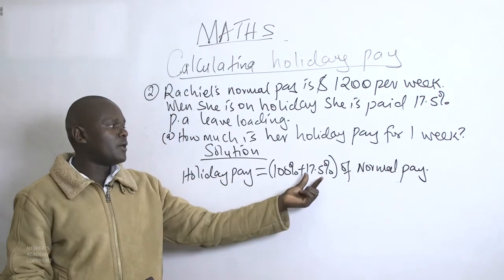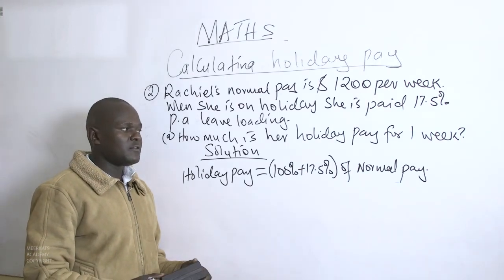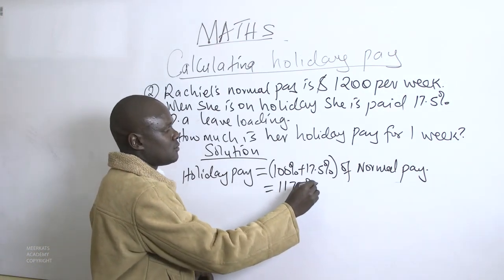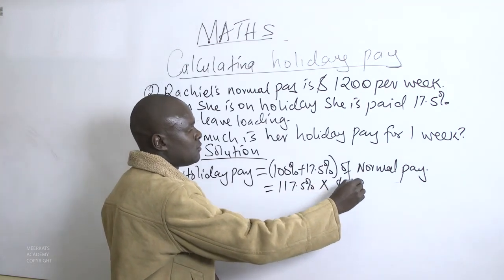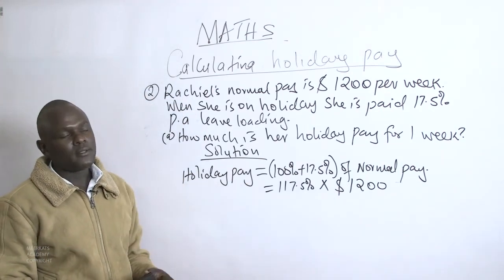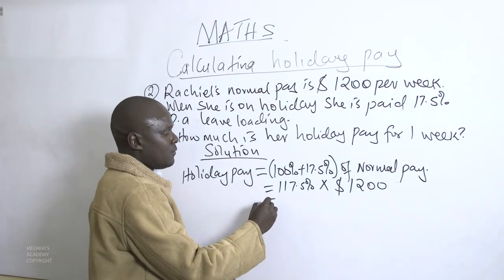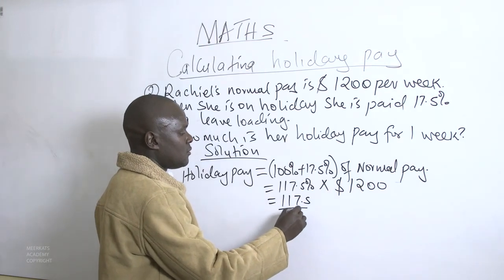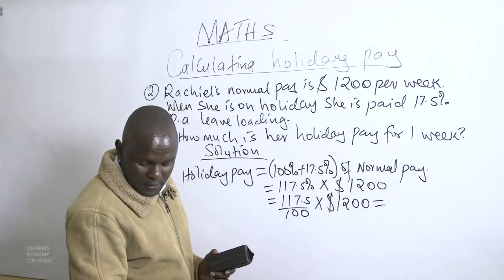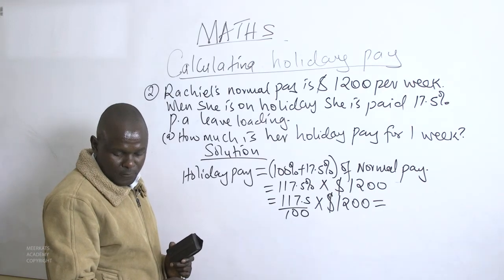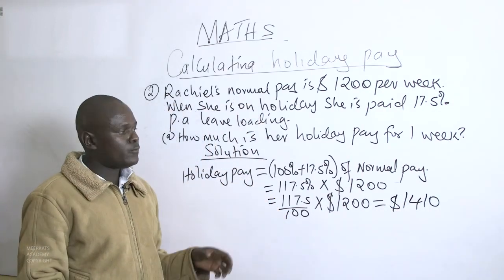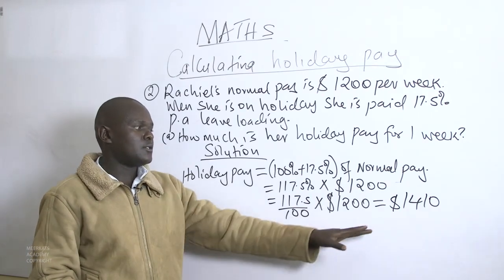The normal pay is increased by 17.5%. This will give us 117.5% multiplied by the normal pay, which is $1,200, and this will be expressed as a fraction before we multiply by the normal pay, giving us $1,410. This is her holiday pay.